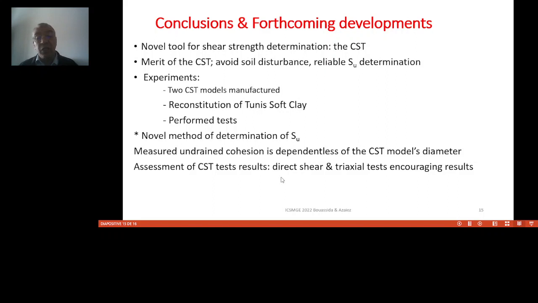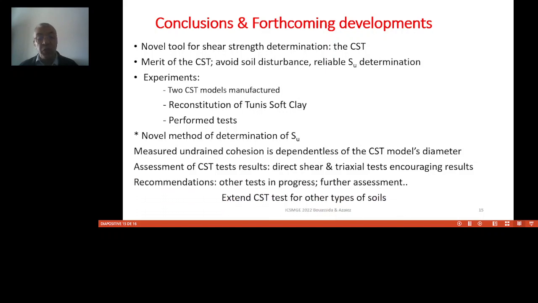We considered the comparison with direct shear and triaxial test, and this assessment gives encouraging results. And the recommendation now, of course, is to perform other tests, which is in progress, and we need further assessment. And finally, we mentioned that we can extend the CST tool to determine the shear strength of other types of soils.